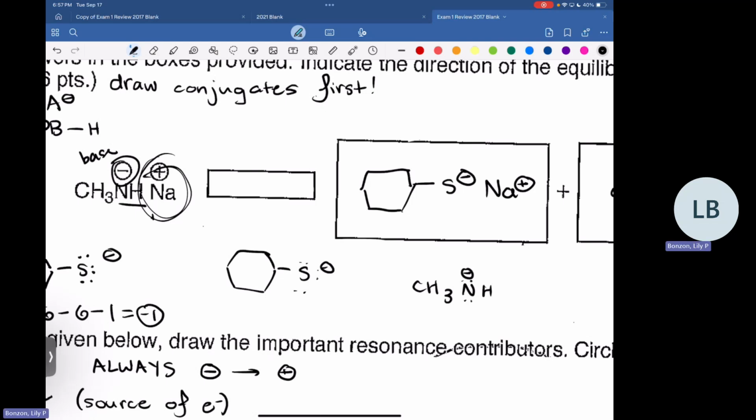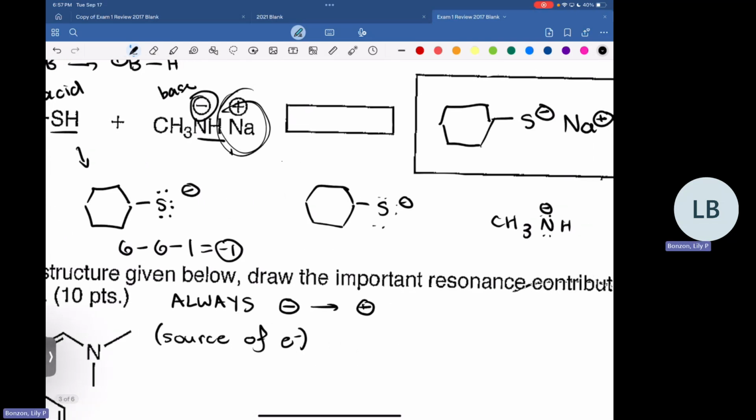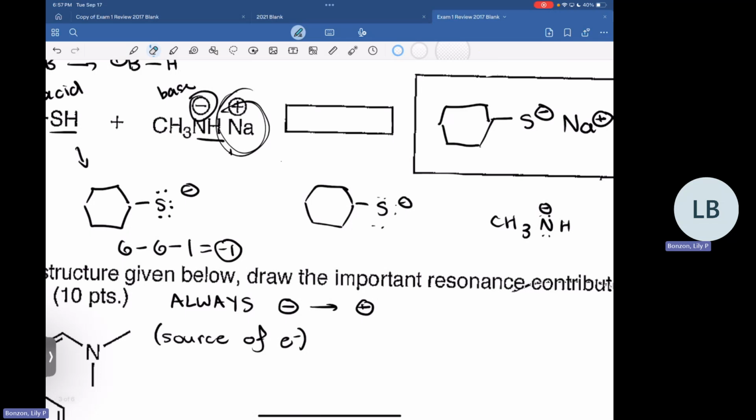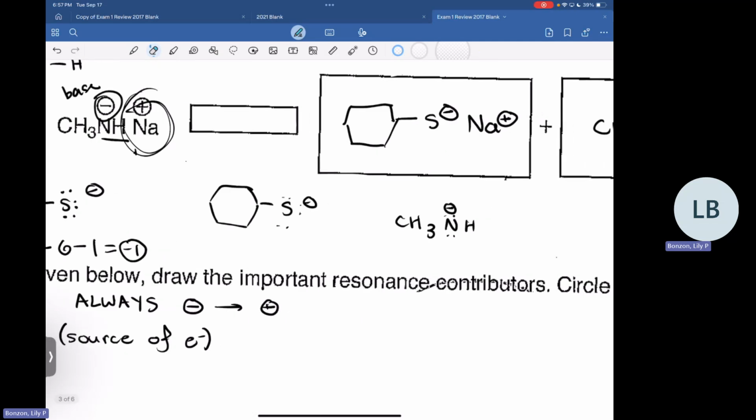Okay, so if we go back to periodic trends, we know that sulfur is basically like oxygen, so nitrogen and then oxygen and then sulfur is in that same group. So sulfur is going to be more electronegative. So it's going to be better at holding a negative charge than nitrogen is. So that's going to hint to me that this is going to be the stronger, or I guess the more stable anion.